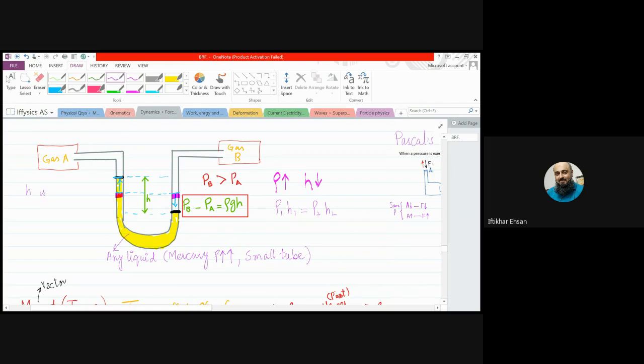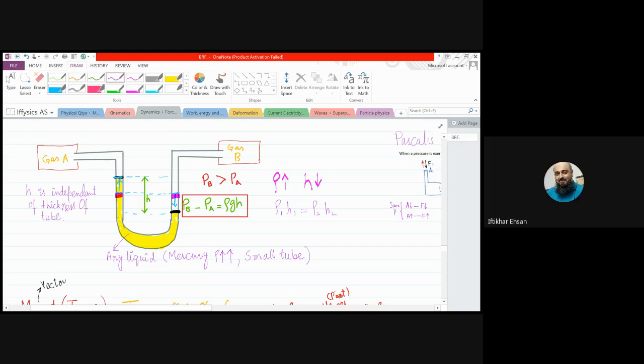So H is independent of the thickness of the tube. You take a narrow tube or a wider one, the value of H will remain the same if the same liquid and the same gases A and B are applied. Right, beta ji? Because H is only measuring the difference in the level, correct?